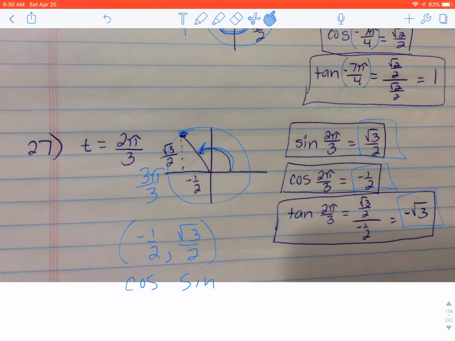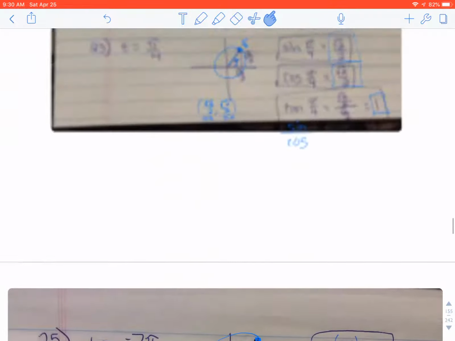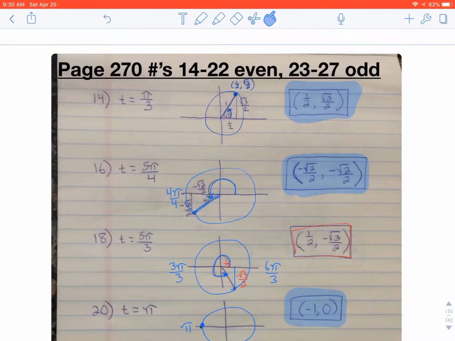Okay, so that ends the assignment from page 270, 14 to 22 even, and 23 to 27 odd.